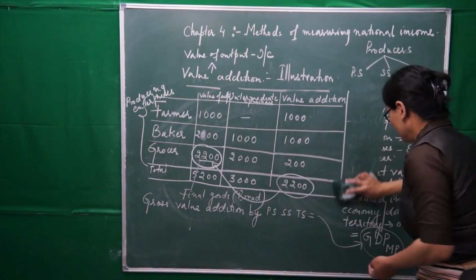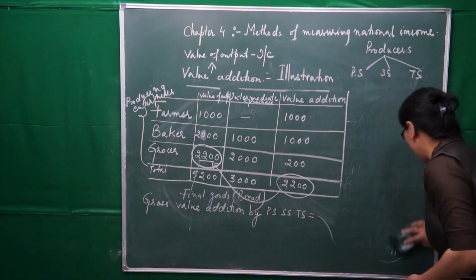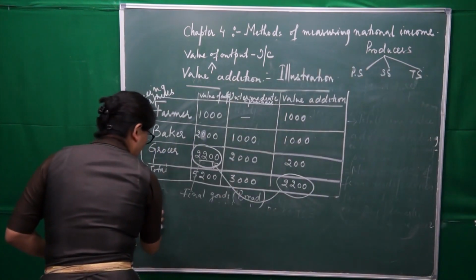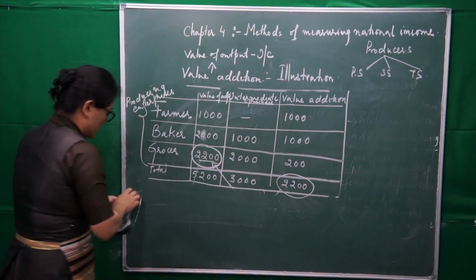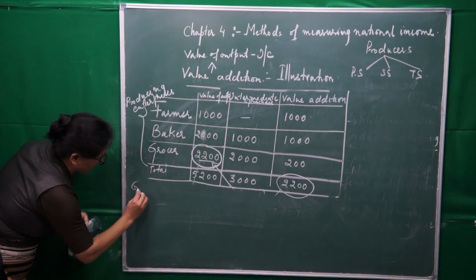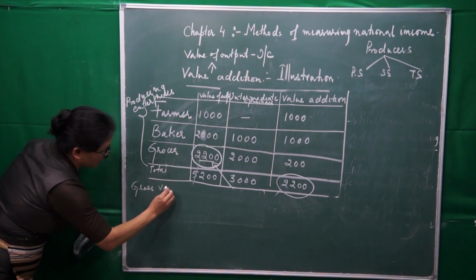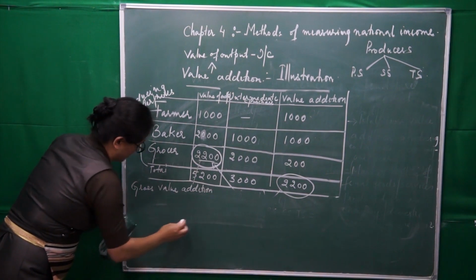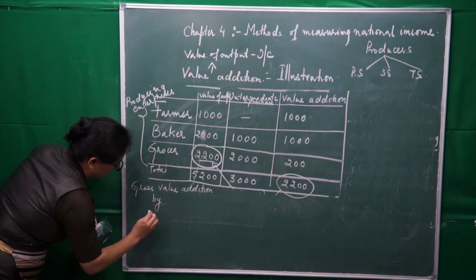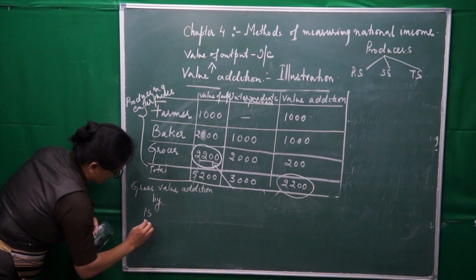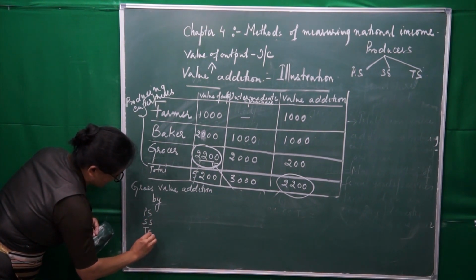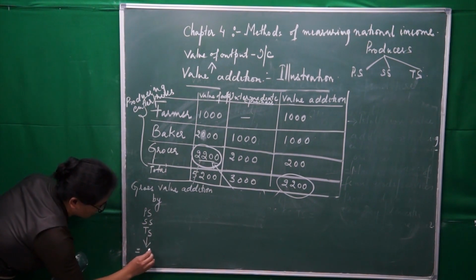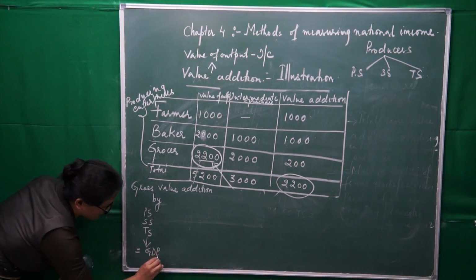Now see here, it's very easy. So I'll write it here again, like this. Gross value addition by primary sector, secondary sector, and tertiary sector. So I said this is nothing but equal to GDP at MP.